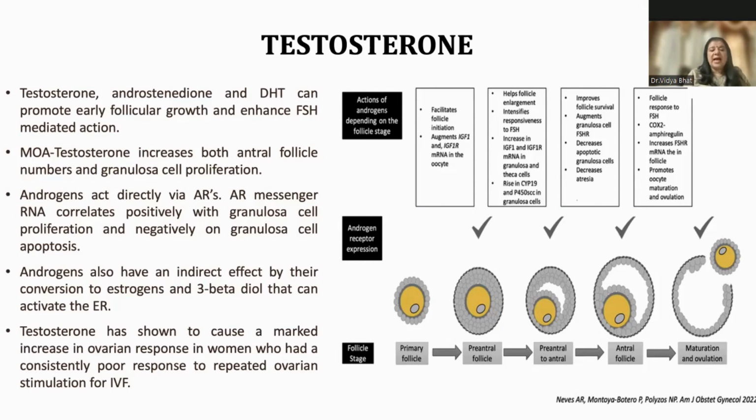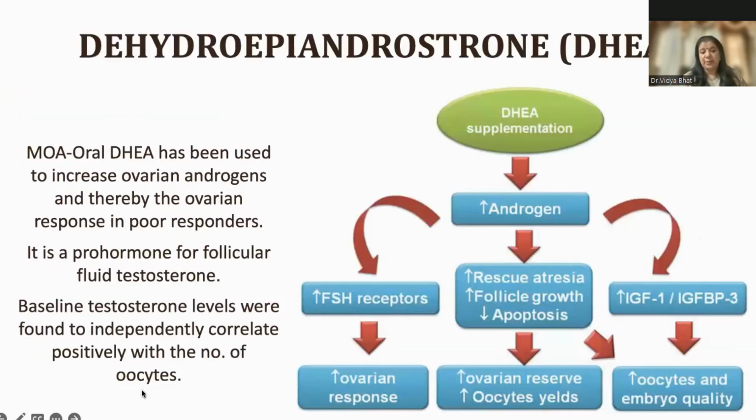So the androgens act directly via the androgen receptors, and the androgen receptor messenger RNA correlates positively with granulosa cell proliferation and negatively with granulosa cell apoptosis. Androgens also have an indirect effect by their conversion to estrogens, 3-beta-diol, that can activate the estrogen receptors. So testosterone has been shown to cause a marked increase in the ovarian response in women who had consistently poor response to repeated IVF stimulation.